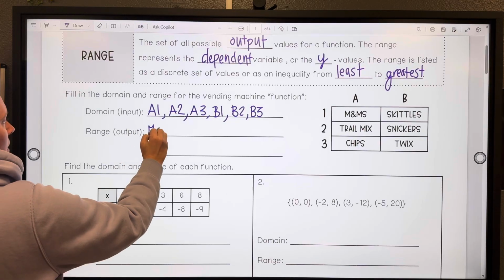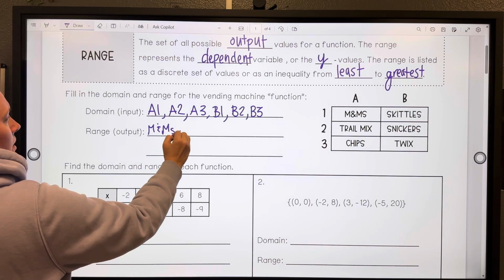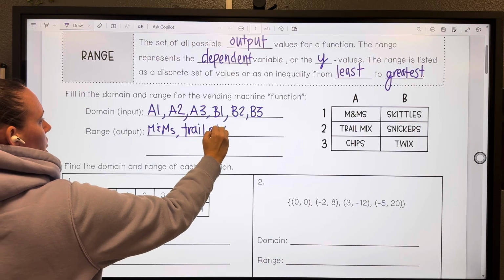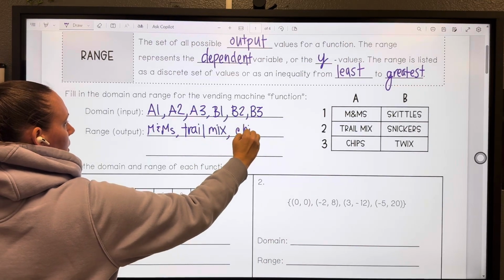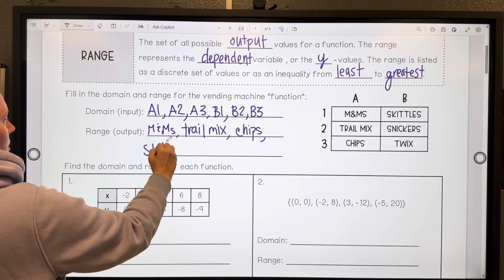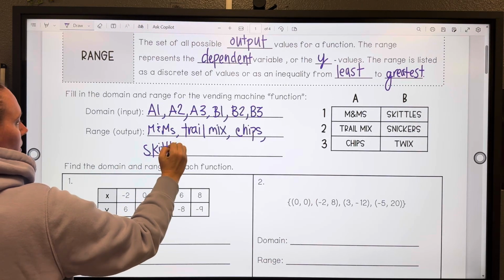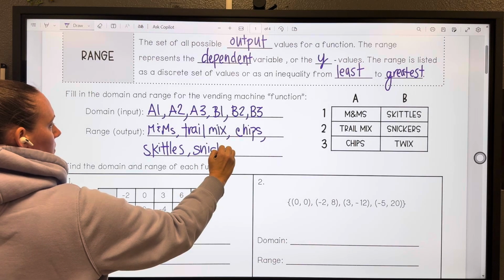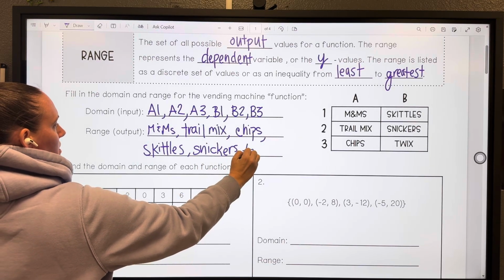So M&Ms, trail mix, chips, Skittles, Snickers, or Twix.